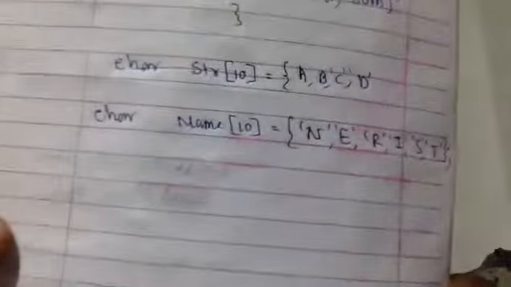Now, how to declare a string? char str[10] equals A B C D. So in this example, is it visible? Yes, sir.